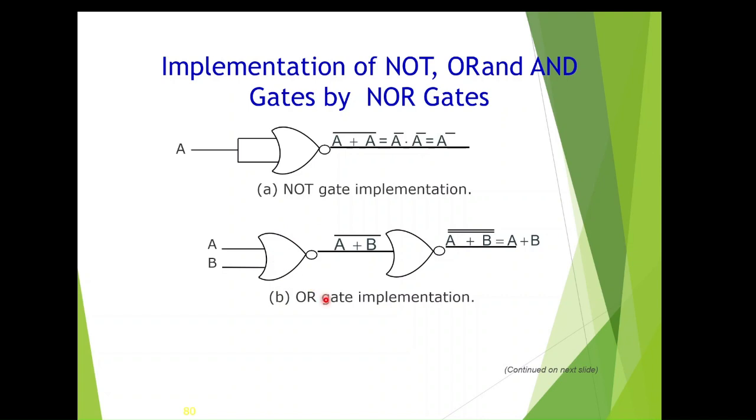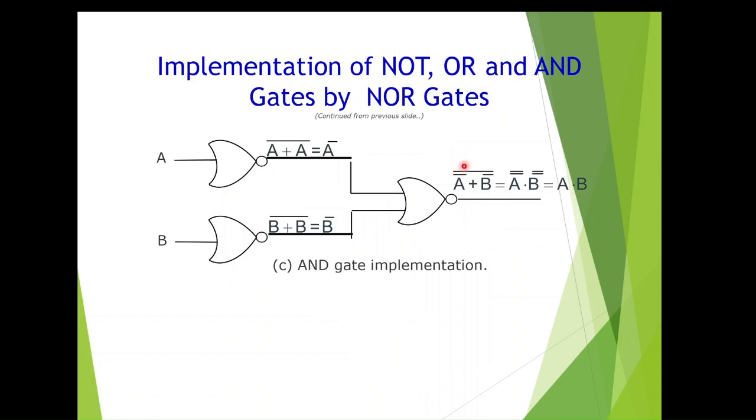To implement an OR gate, the output should be A plus B. But the NOR gate output is A plus B the whole bar. So what we need to do is add one NOT gate, that is, we use a NOR gate as a NOT gate. That's how we get A plus B. That is A plus B the double bar, which gives A plus B.